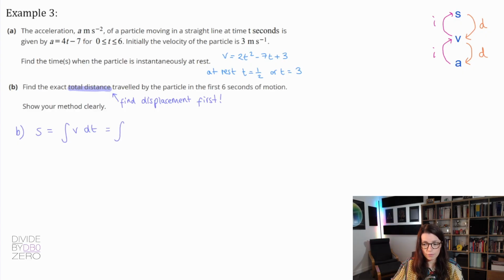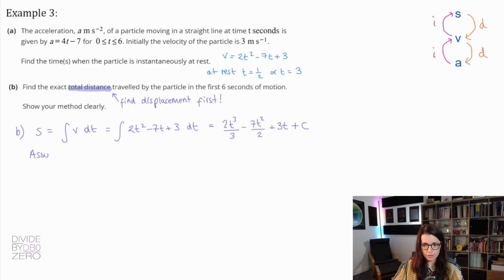We know what v is from the previous part of the question. So that was 2t squared minus 7t plus 3. When we integrate that, we get 2t cubed over 3 minus 7t squared over 2 plus 3t plus c again. Now, in this case, to find the constant of integration, we can assume that at the start, displacement is 0.